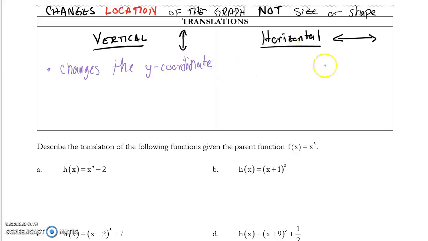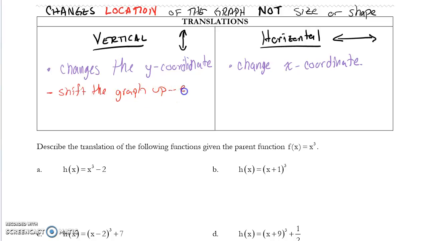And the horizontal, since it shifts it left or right, is always going to change your x coordinate. So that's if we're talking about the ordered pairs. If we're talking about the actual physical graph, this is going to shift the graph up every point. I'm going to make that specific announcement here. It's every point. You're not just moving one ordered pair. You're moving every single ordered pair, the entire graph, either up or down.